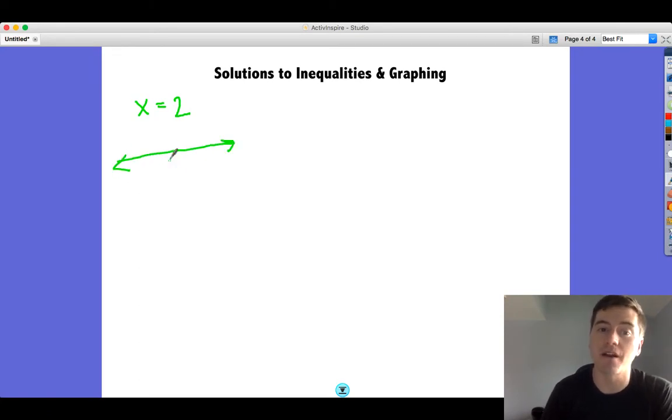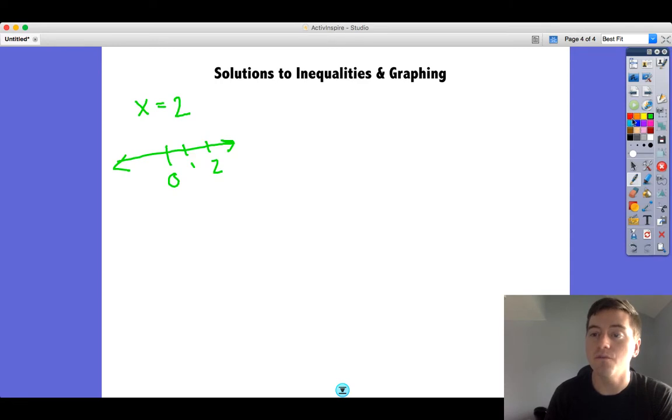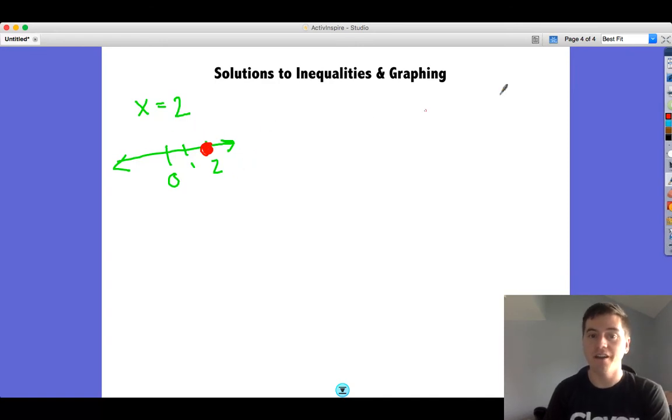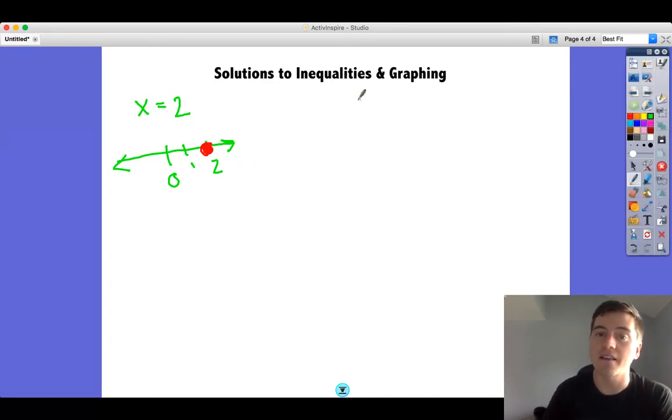The important thing about a number line: make sure you have 0 on there, and then you can put the other numbers where they compare to 0. Positives go over here, negatives go over here. If x is equal to 2, you would just put a dot on 2. That's my solution, right? But what if I said that x is less than 2?